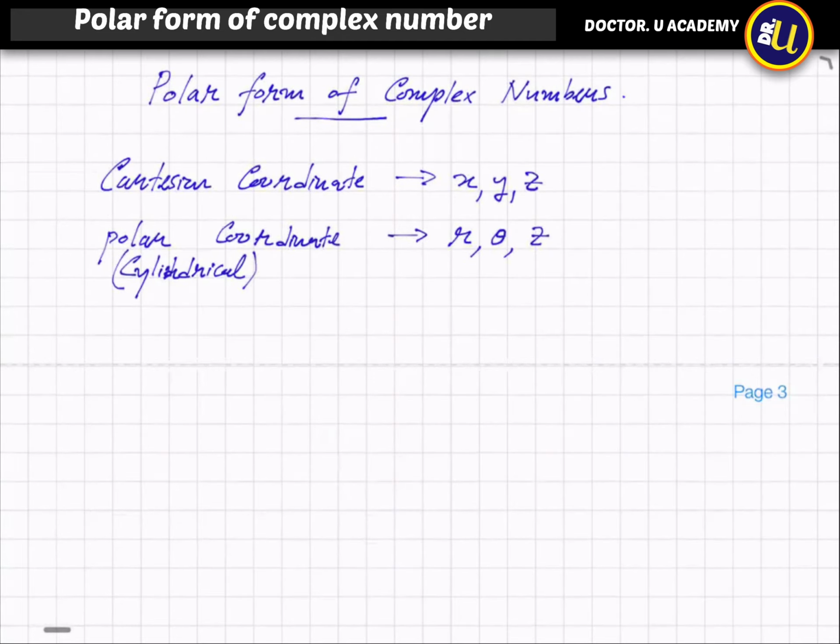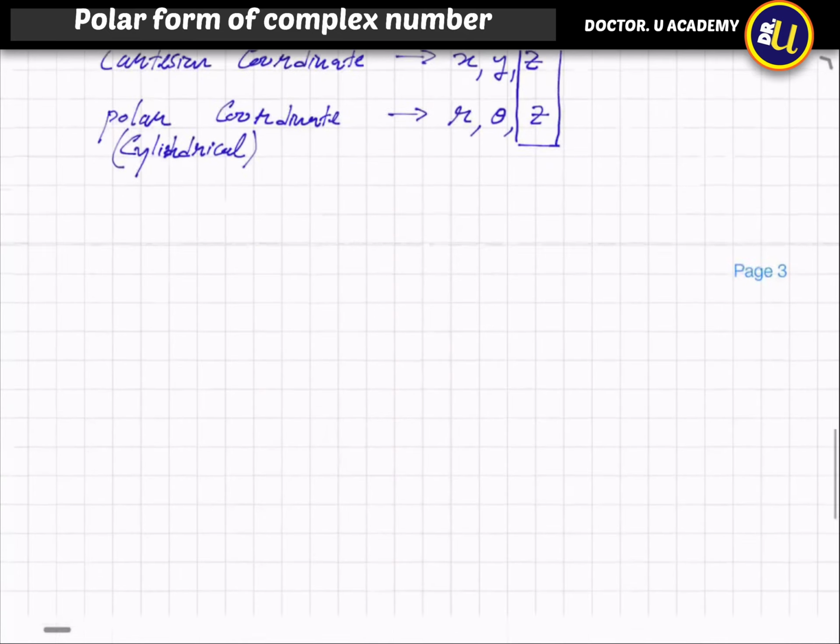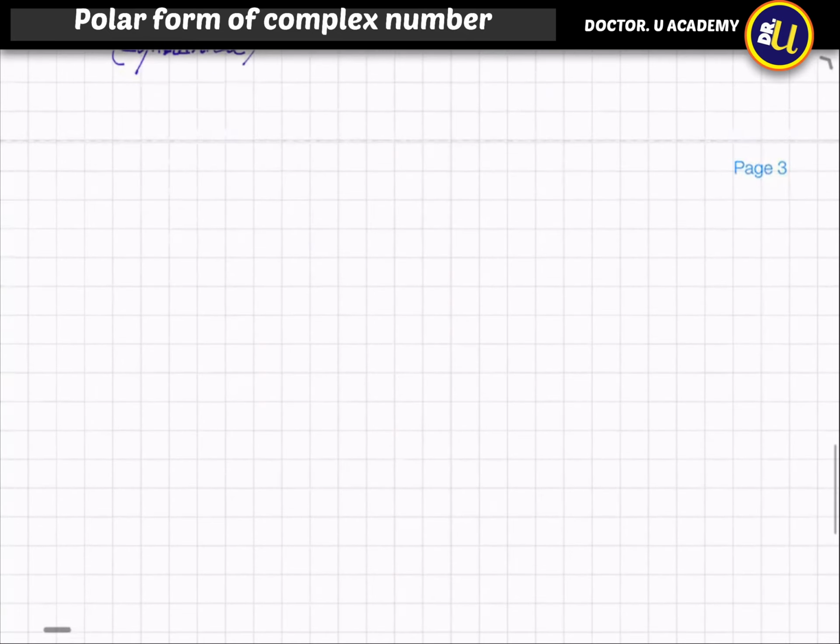Now, here we are not going to deal with the three-dimensional space, so we are not interested in z coordinate. So we are discussing about x and y and r and theta. Now we will understand how to convert a complex number into a polar form, right? So let z is equal to x plus iy. This is my complex number.